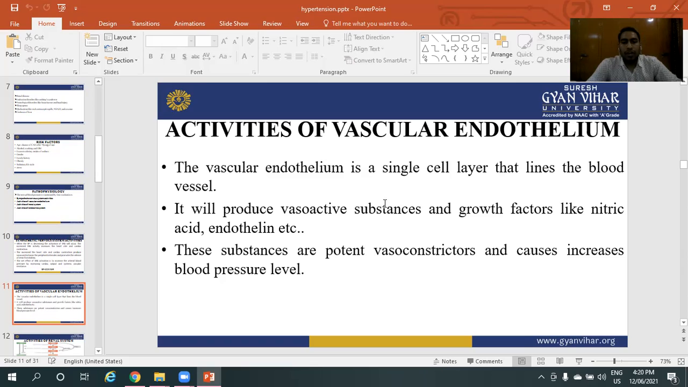It produces vasoactive substances and growth factors like nitric oxide and endothelins. These substances are potent vasoconstrictors and cause increased blood pressure. These are also known as the activity of the vascular endothelium.